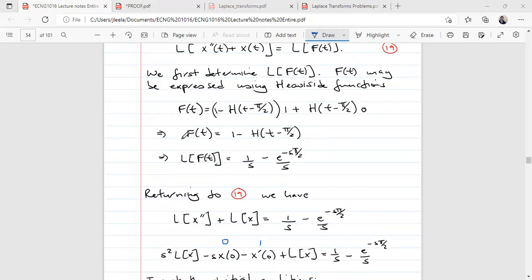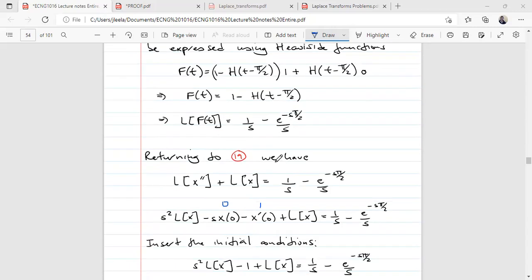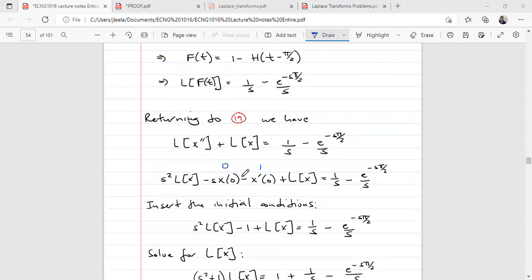And we know that if you take the Laplace of 1, you will get 1 over s, and if you take the Laplace of the Heaviside, you will just get e to the minus s t naught over s, and your t naught here is pi over 2. So you have e to the minus s pi over 2 over s. So we now have this right-hand side. So we could put it into the equation, and now we deal with the left-hand side, right?